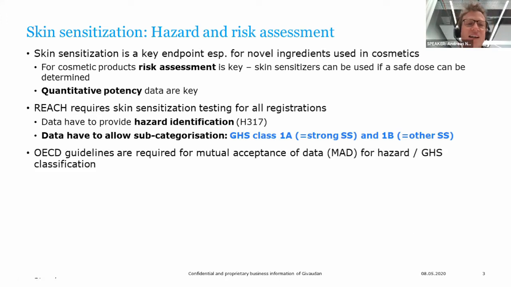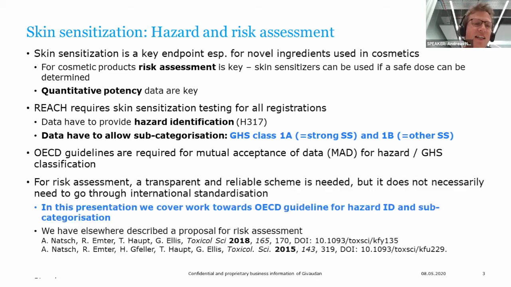And the OECD guidelines, they are here to guarantee the mutual acceptance of data. And that's why for this task of hazard identification and subcategorization, we really need accepted OECD guidelines. While for risk assessment, we need a transparent and reliable scheme, but it does not necessarily need to go through international standardization. So in this presentation, I will only cover the work towards the OECD guidelines for hazard and subclassification, but we have elsewhere also shown how we apply the same tests in a more granular approach when we want to do risk assessment.